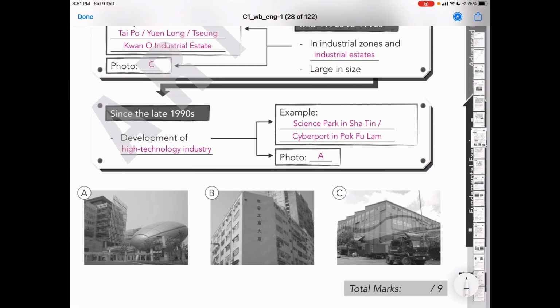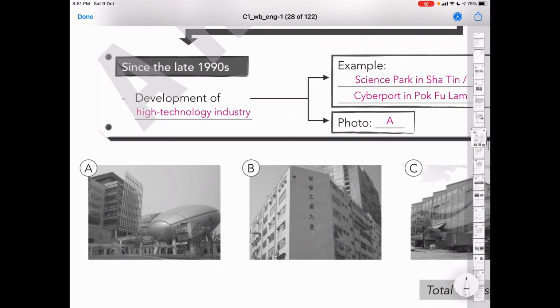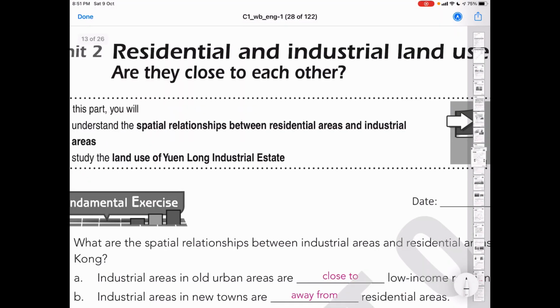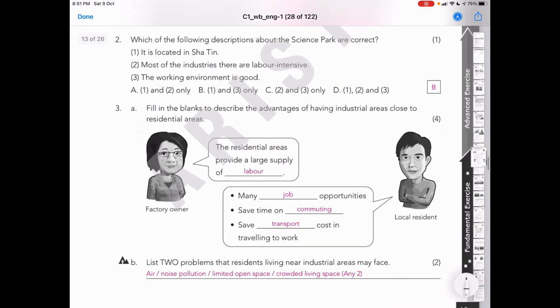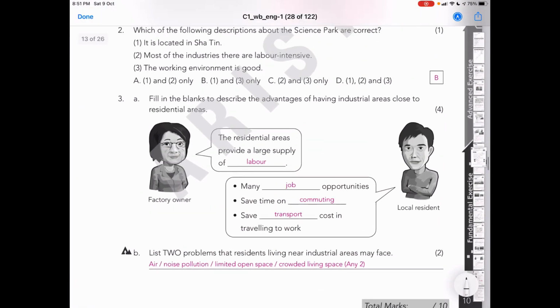Okay, and then how about after 1990? Mostly it is high-tech industry, and for the high-tech industry, you have the Science Park in Shatin and also Cyberport in Pok Fu Lam, and accordingly it should be A, and most of the time they are doing high-tech industry.